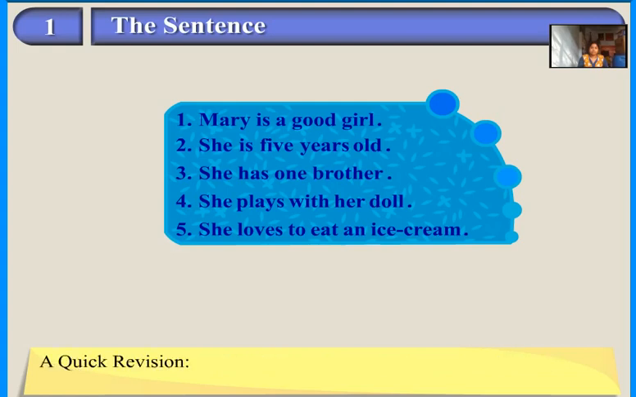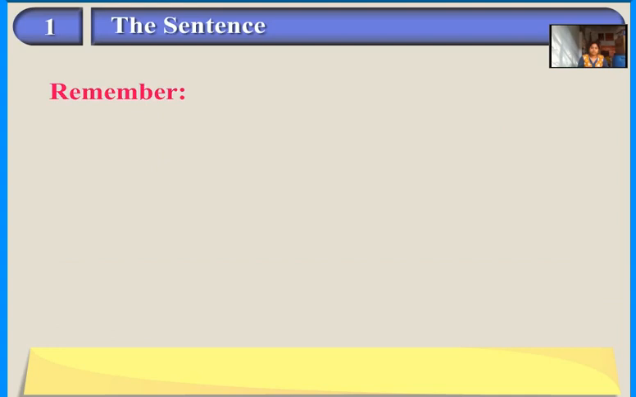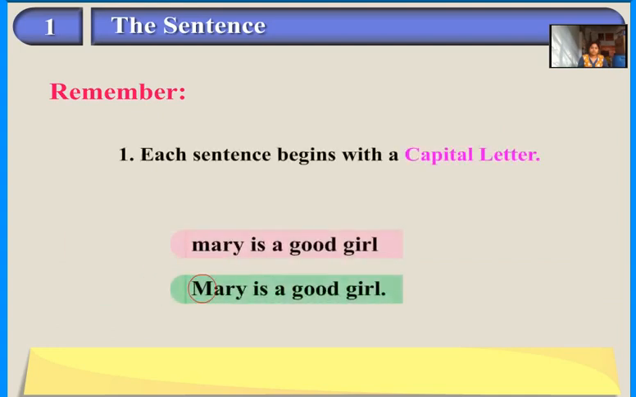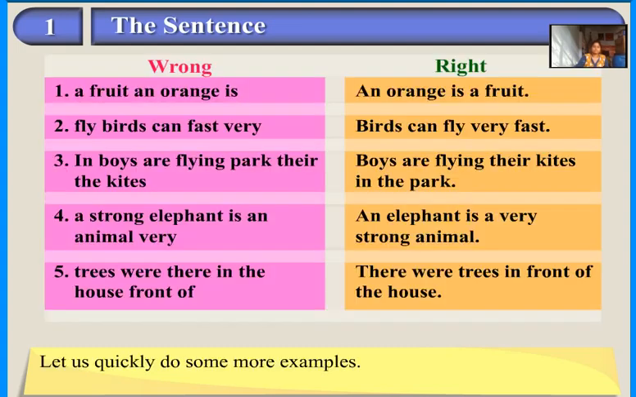A quick revision. A sentence is a group of words which makes complete sense. Remember? Each sentence begins with a capital letter. Each sentence ends with a full stop. Let us quickly do some more examples.